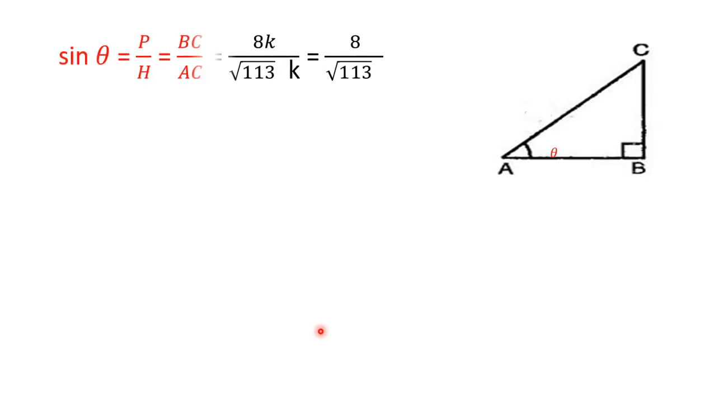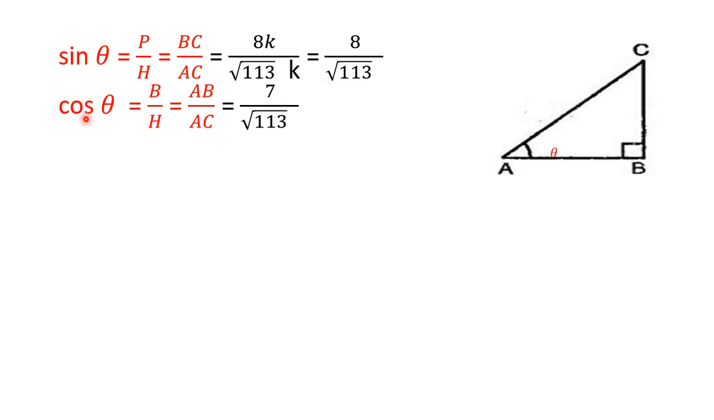Now we have the values of the three sides. Sin theta is equal to P by H, that is perpendicular upon hypotenuse. We have to find 1 minus sin theta and 1 plus sin theta, so the sine value we have to find. For sin theta, the perpendicular is 8k, and the hypotenuse is AC, which we found as under root 113 into k. So k and k will cancel out. Ultimately sin theta is 8 upon under root 113.